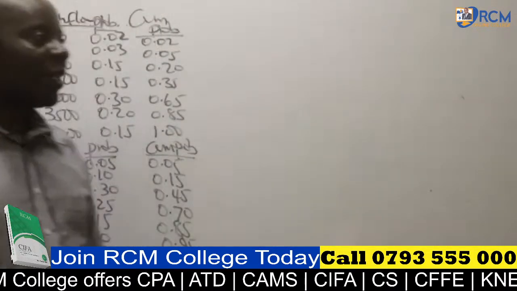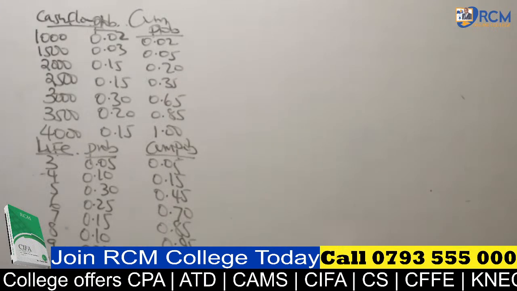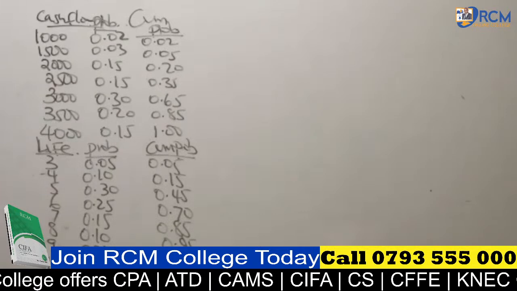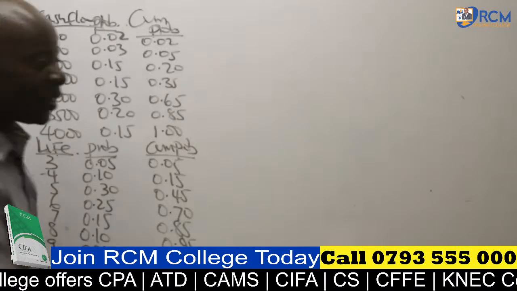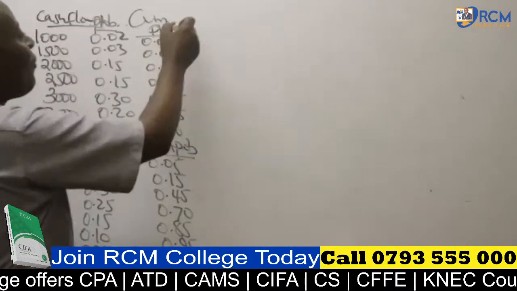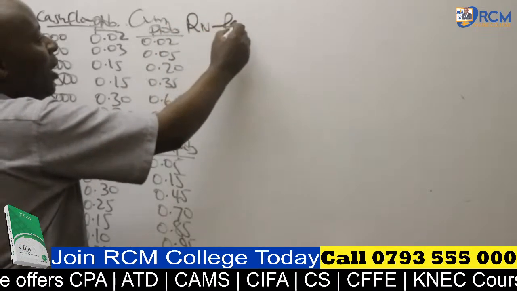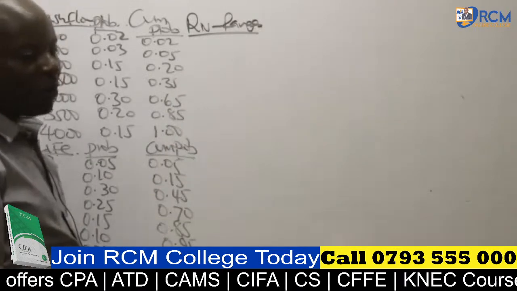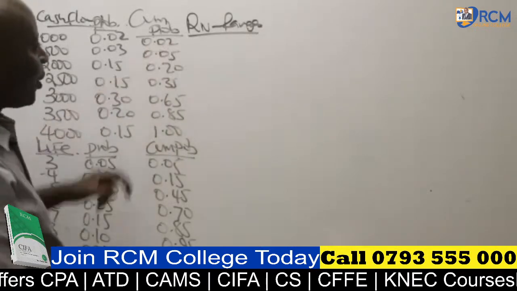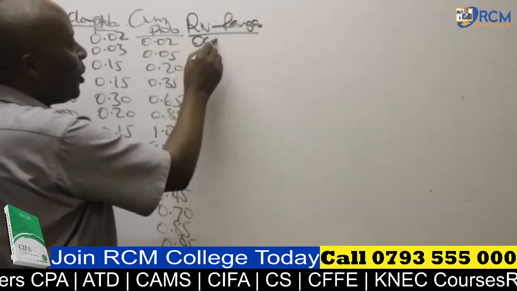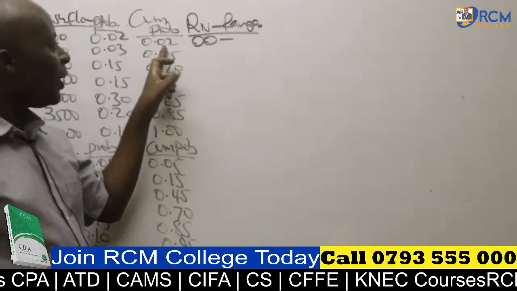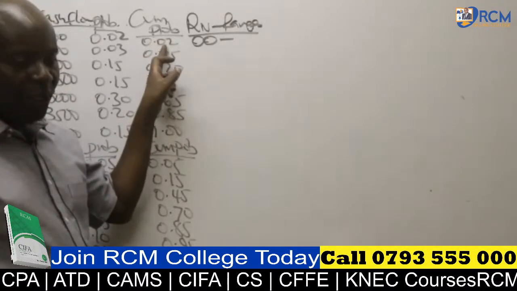Great. So once I have been able to get the cumulative probabilities, what I need to do is create a column here for random number ranges. Given that these are 2 decimal places, this is how my random number ranges will look like: 00, all the way to the upper limit. Can somebody give me the upper limit value for this one? Very good, 01, thank you very much.